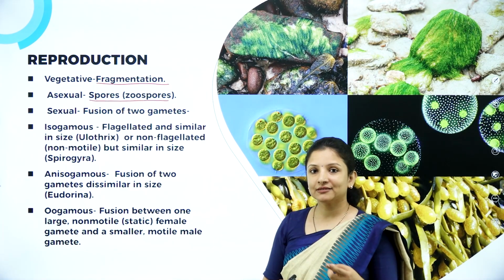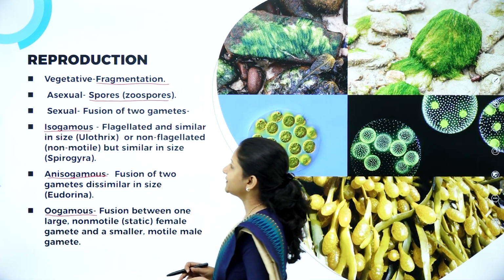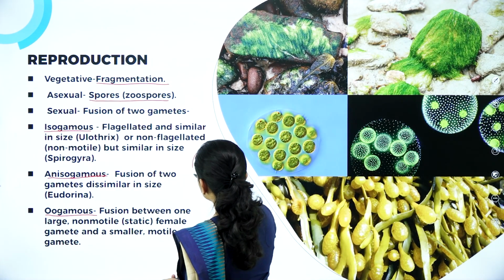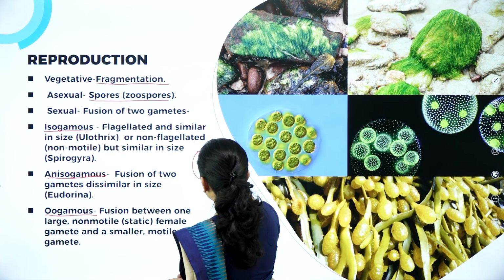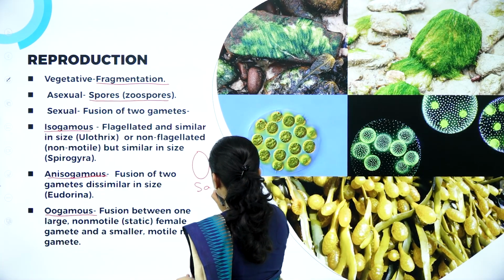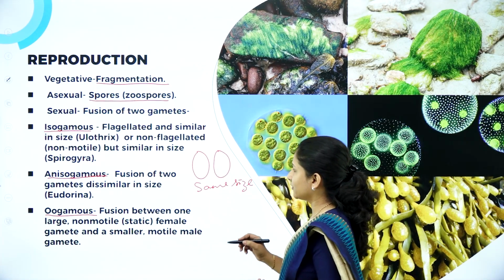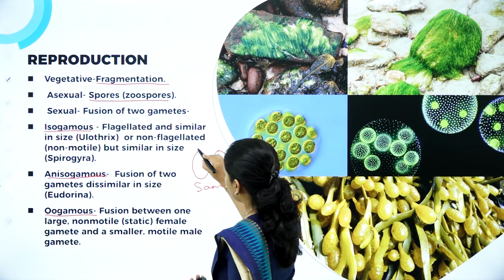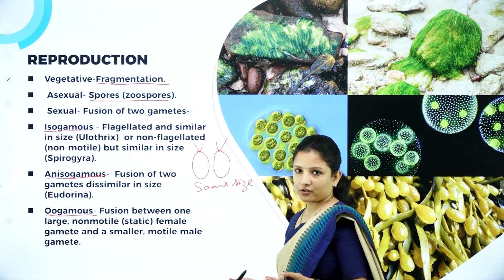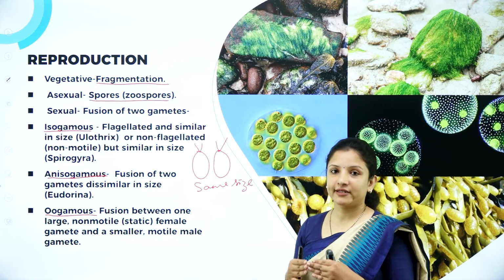So these two gametes are of three types. They can be isogamous, anisogamous or oogamous. So isogamous means here the gametes, say for example, I'll draw and show it to you. So isogamous means the two gametes are similar in size. So iso means of same size. So, they are of same size. So, therefore, it is isogamous. They are of same size and either they can be flagellated, both can be flagellated, or they can be without a flagella, meaning either two motile gametes of same size fuse, it is called as isogamy.